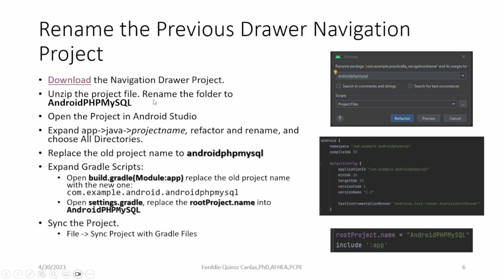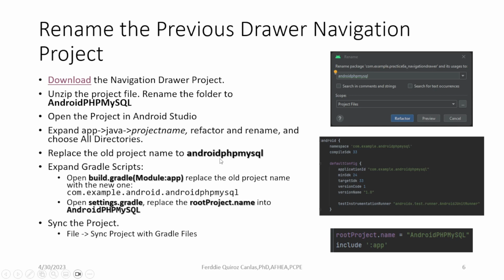We need to rename first the folder into Android-PHP-MySQL, and then we're going to refactor the projects. So you just have to go with the app Java project name and then refactor and then rename, select choose all directories, and then replace the old project name with Android PHP. We know it. File names are all capitals. They start with capital letters. And project name is always small caps. So we know this one.